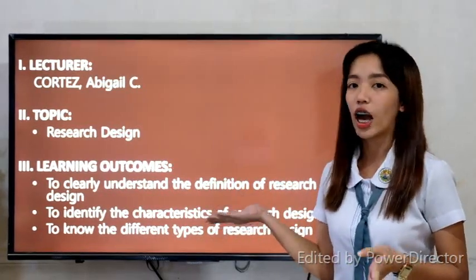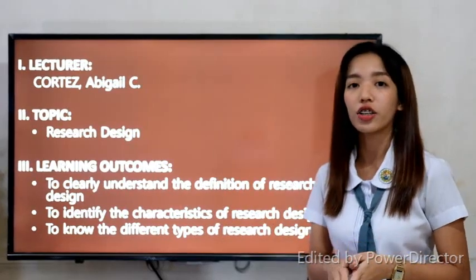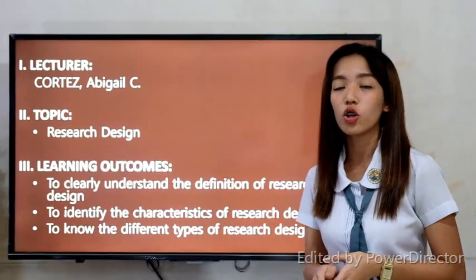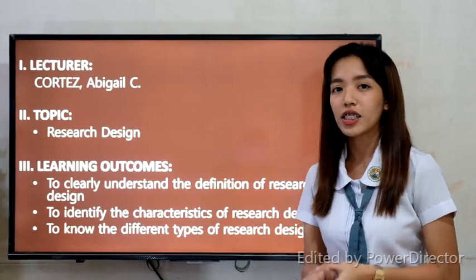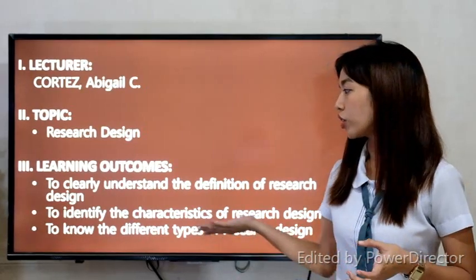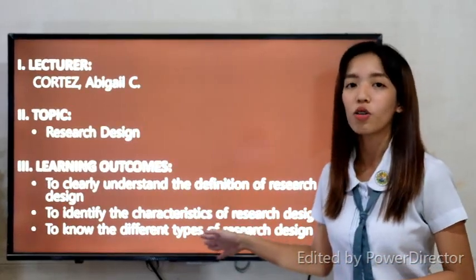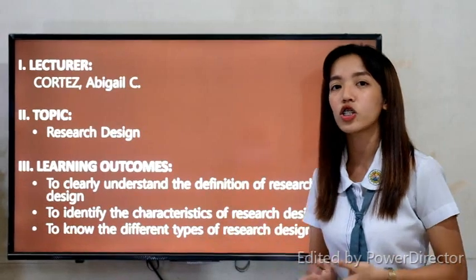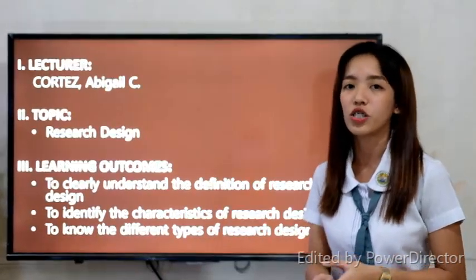And here are the learning outcomes. First is to clearly understand the definition of research design. Second is to know or to identify the characteristics of research design. And lastly is to know the different types of research design.